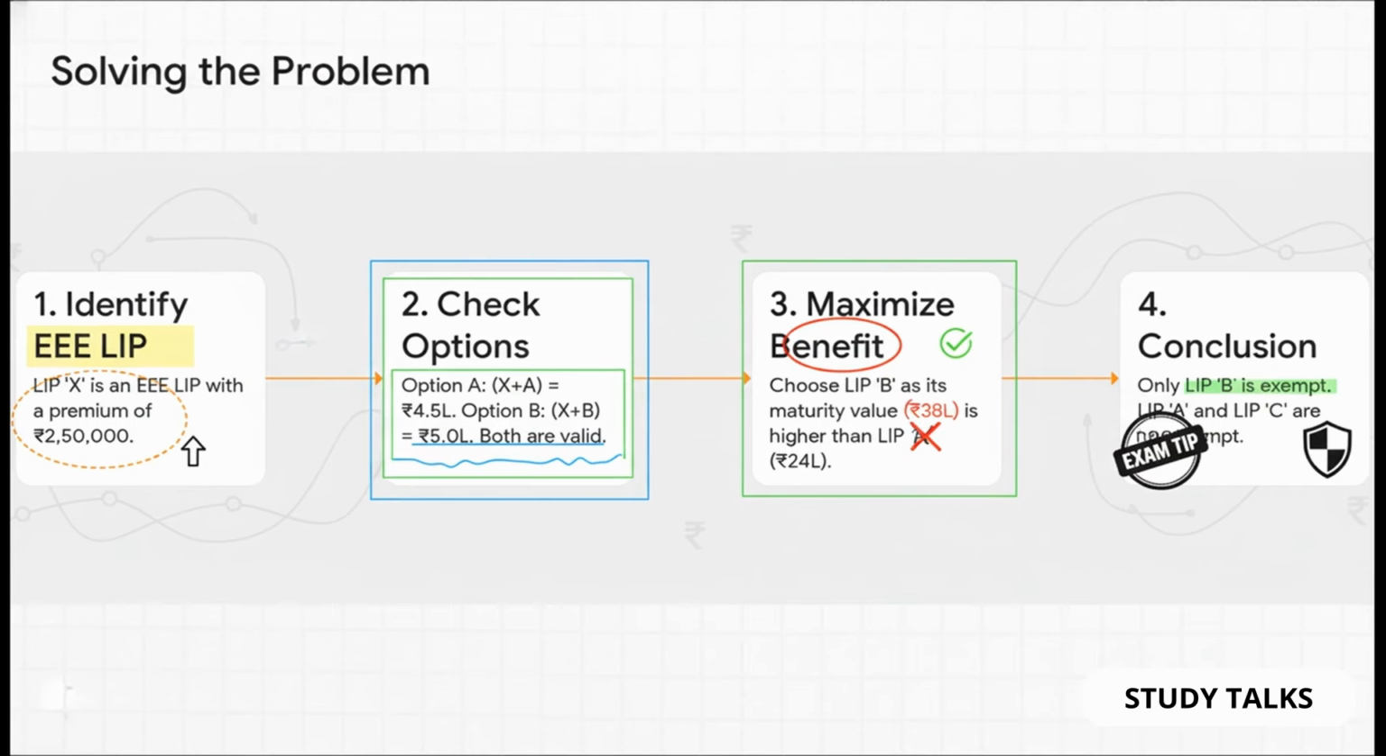Step 3, choose the best option. To maximize our benefit, we look at the maturity values. Claiming B gets us 38 lakhs tax-free, which is way better than A's 24 lakhs. So step 4, our conclusion. Only policy B can be claimed as exempt, and that means both policy A and policy C are now fully taxable. See how that works?